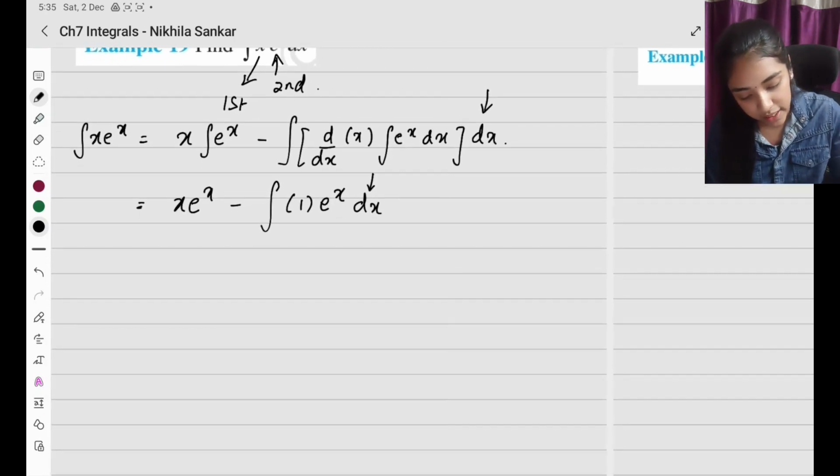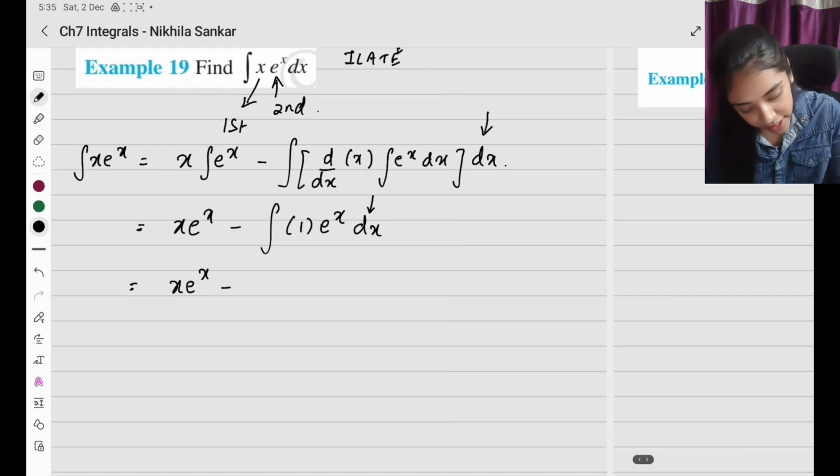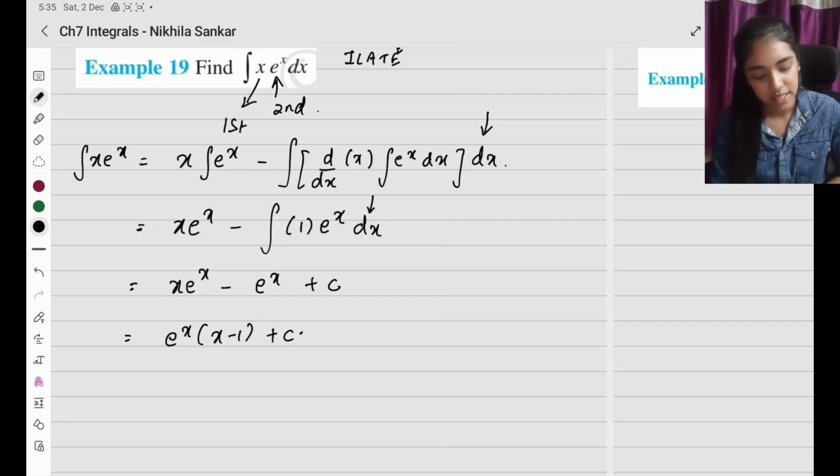Now at this point the integration has become even simpler. So I have x e to the x minus integral e to the x, which is going to be e to the x, plus c. So when I take e to the x common, x minus 1 plus c. So this is my answer. Okay, please copy.